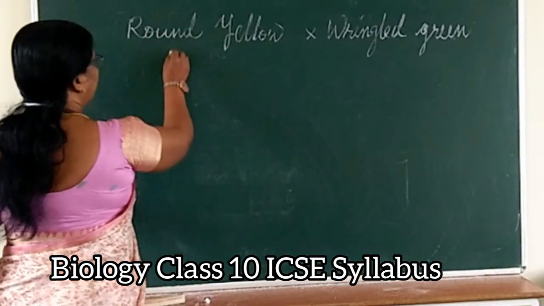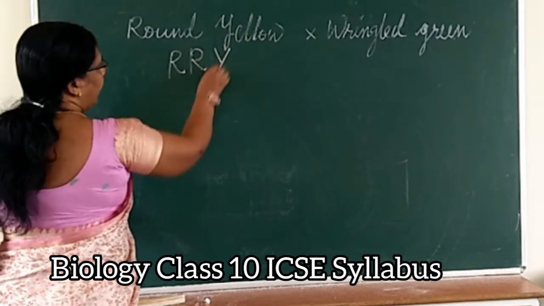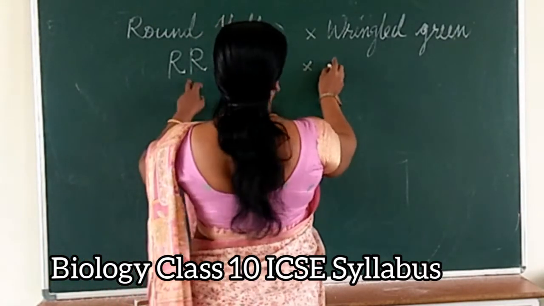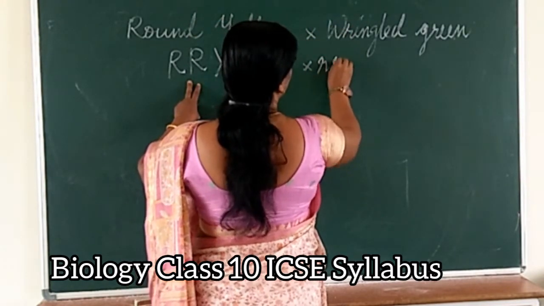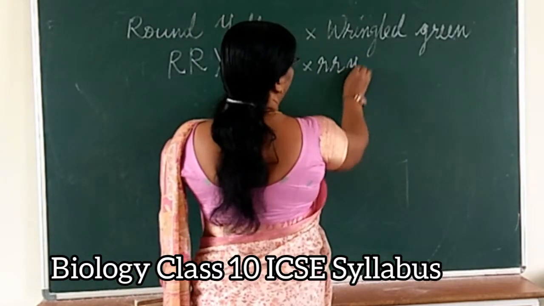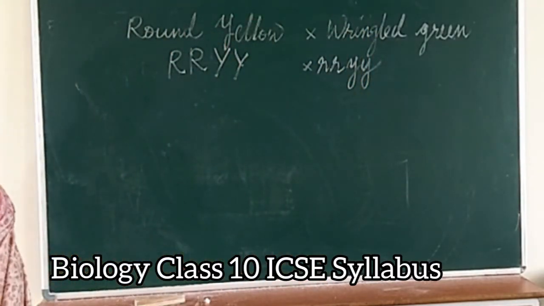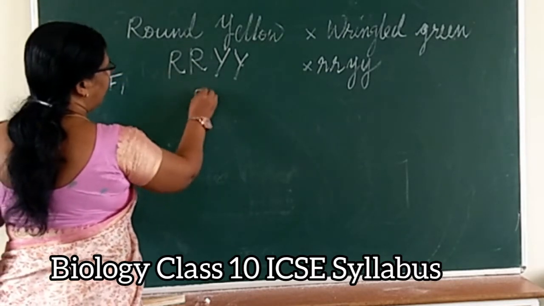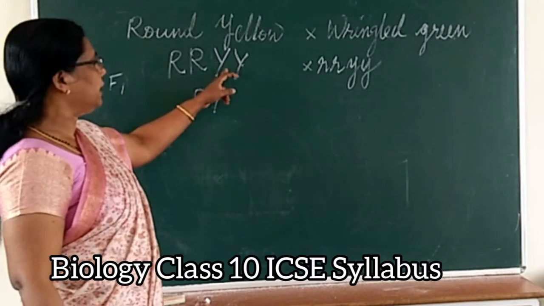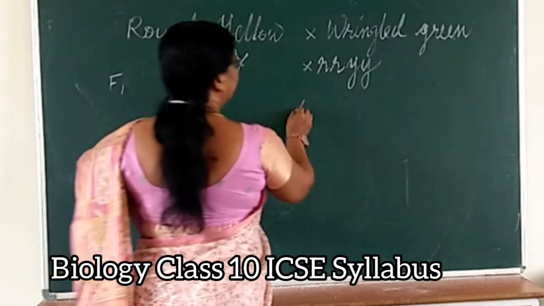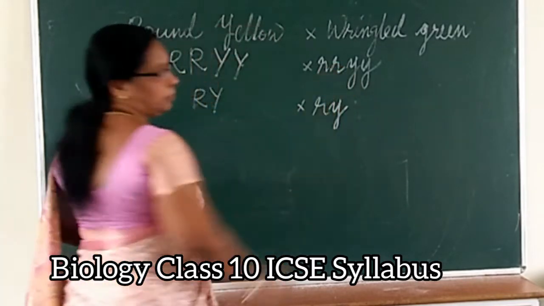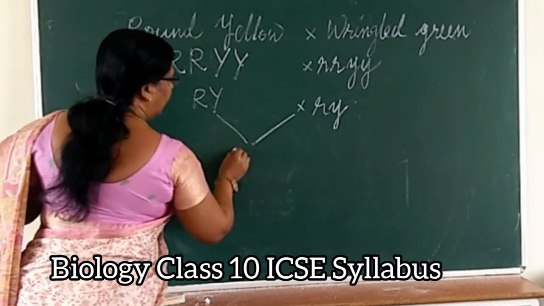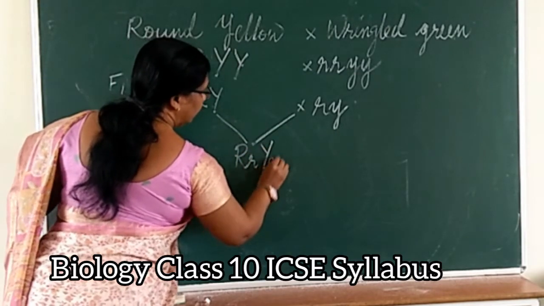We will represent round as capital R, and yellow as capital Y. Okay, and this one, so you know, here round wrinkled, so small r, and automatically for green, small y. So what are the possible gametes formed here in the F1 generation? Here capital R, capital Y. There is no other possibility. It is capital R, capital Y. Here it is small r, small y. Okay, when these two fertilization takes place, capital R, small r, capital Y, small y.